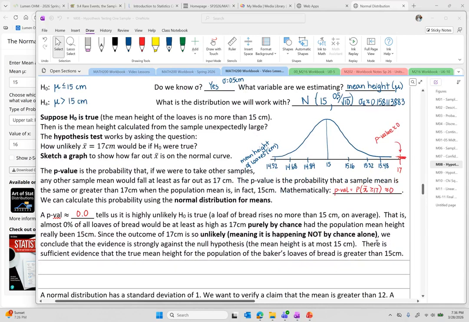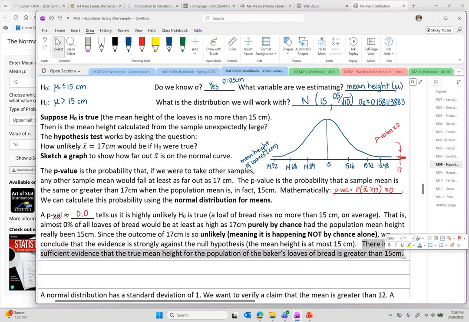So that will be my final statement. The evidence will allow me to reject the null hypothesis, but then my statement will be my conclusion that says that I have enough evidence to support the alternative hypothesis.